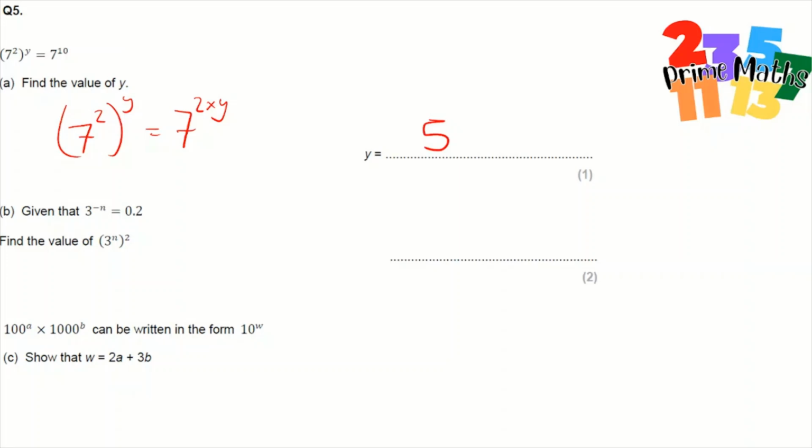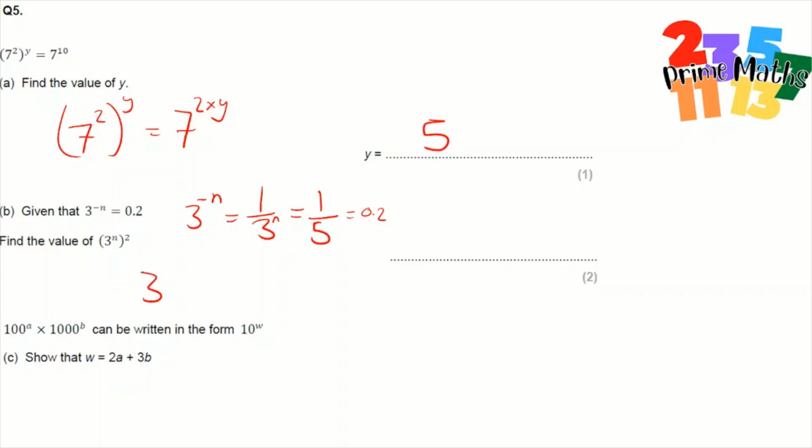Part B is a slightly tricky question. It's not asking you to work out the value of n, but 3 to the power of minus n we know is the same as saying 1 over 3 to the power of n. This is the same as 0.2, and we can write 0.2 as a fifth, because a fifth is 0.2.